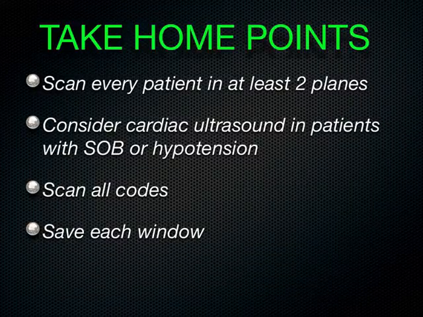So bottom line, try to scan each patient in at least 2 planes. Parasternal long and subxiphoid, my 2 favorites. Those are the ones I go back and forth between. If I can't get subxiphoid because the liver's too small, then I'm going apical and parasternal. Any patient who's short of breath, hypotensive, anytime you're coding a patient, and of course, you want to save the windows. Any questions about cardiac ultrasound?